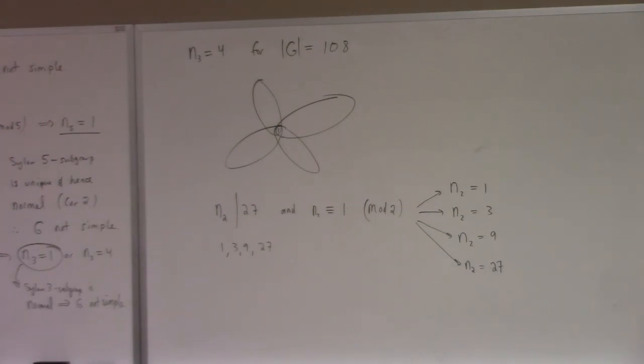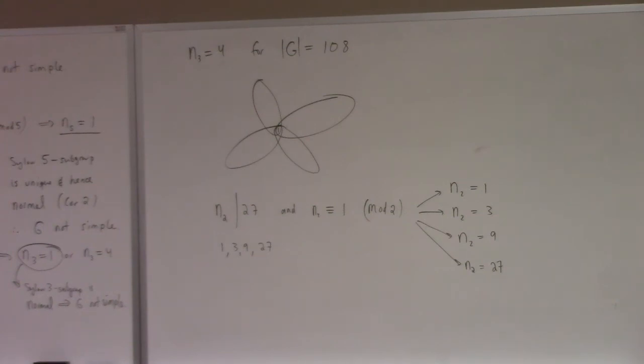Oh, we haven't looked at example 8 yet, have we? Let me look at that for a second. So there you've got, oh, it's very similar to this. It's 2 cubed times 3 squared. So there we have n sub 2 is 1, 3, or 9. N sub 3 is 1 or 4. The method of example 7 fails. All right, well, there you go.